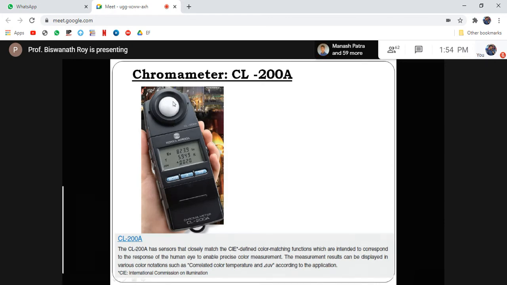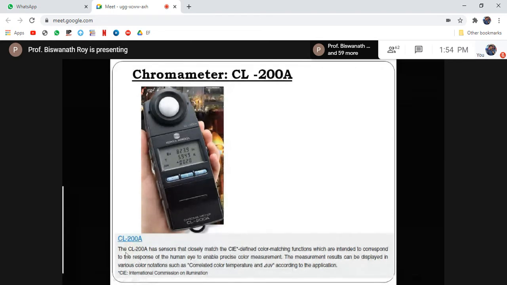There are three sensors under this white diffuser. This white portion is the diffuser. Sensors are not visible from outside. And this display, we can get the values from the display. We are now interested to read the value from here. What is the CCT? 5949 Kelvin.